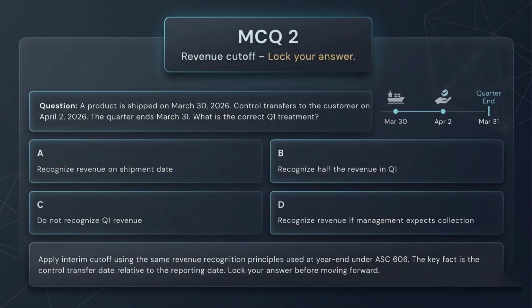MCQ 2 tests revenue cutoff. A product is shipped on March 30th, control transfers on April 2nd, and the quarter ends on March 31st. The key fact is not the shipment date by itself. The key fact is when control transfers under the revenue guidance. Lock your answer based on the reporting date and the transfer of control date.